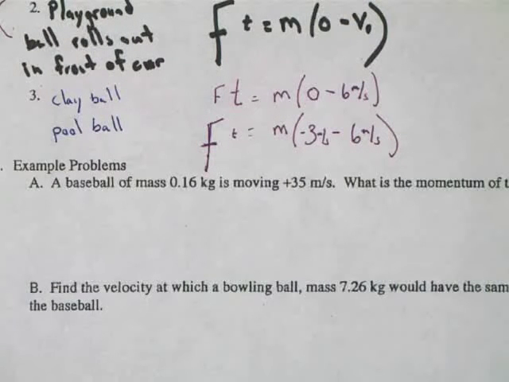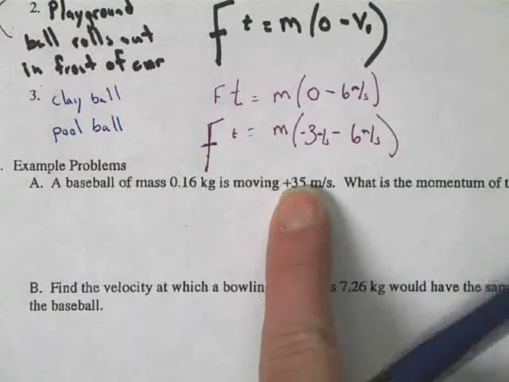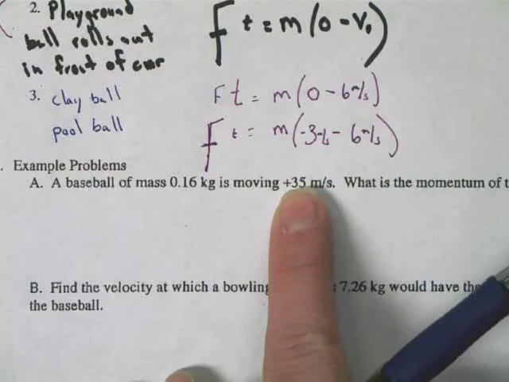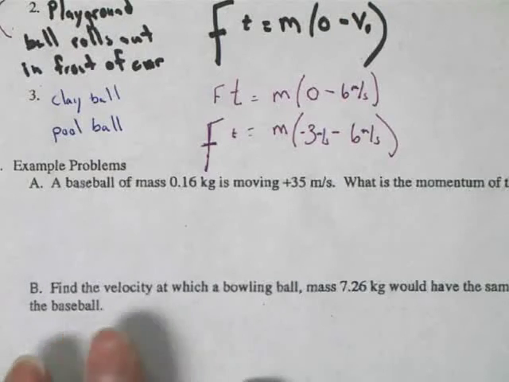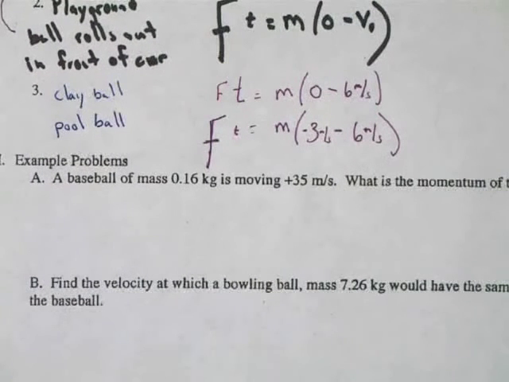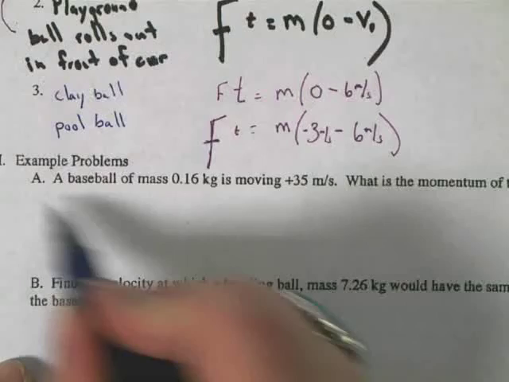Okay, let's try a few example questions. I think you will be pleased with these. The first one, part A. A baseball of mass 0.16 kilograms is moving at a positive 35 meters per second. Why did they take the time to put a positive there? It's because momentum is a vector and direction matters. What is the momentum of the baseball? Take 30 seconds right now. Find your givens, and write them down, please.